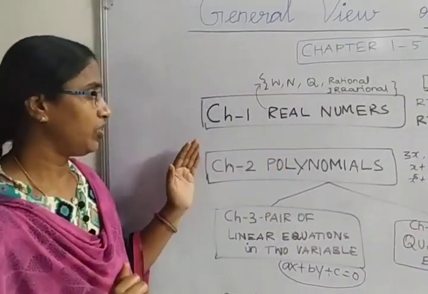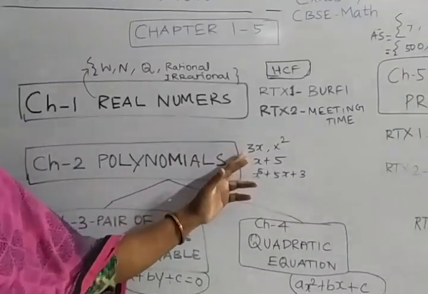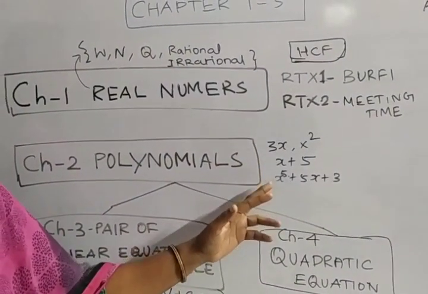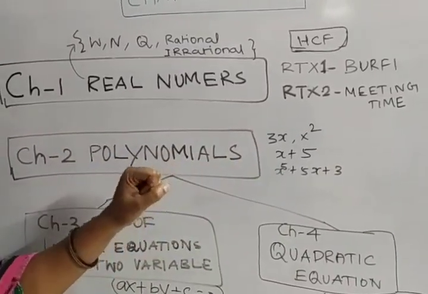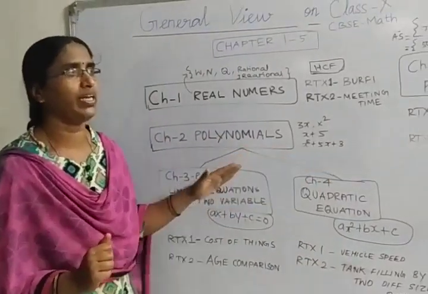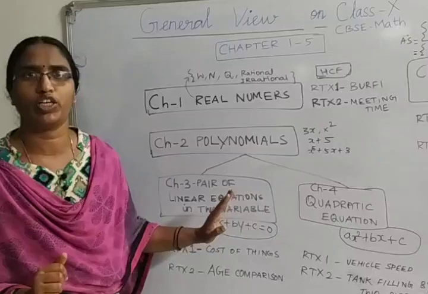Your chapter 2 is polynomials. Polynomials, you know, include monomials, binomials and trinomials. A polynomial is a collection of these. Chapters 3 and 4 come from this only. Actually, your chapters 3 and 4 are both polynomials.